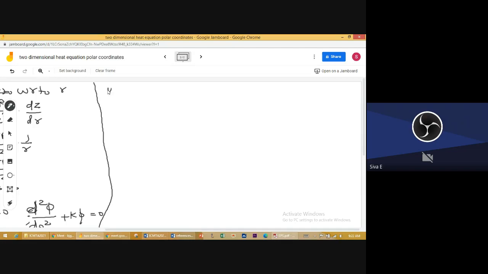u of r comma theta equal to a1 r power lambda plus b1 r power minus lambda, times c1 cos lambda theta plus c2 sin lambda theta. This is the equation number 1.